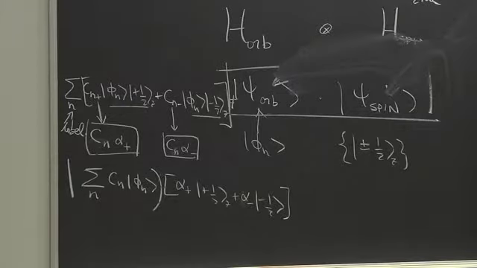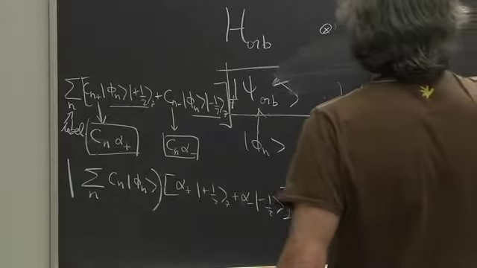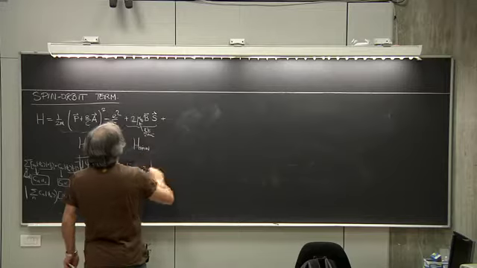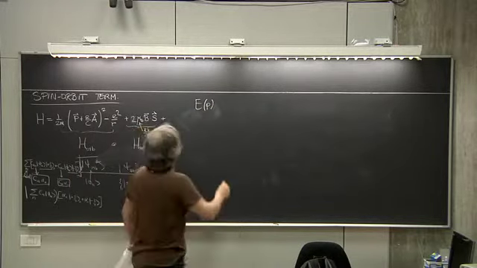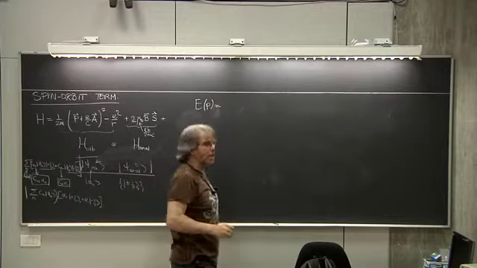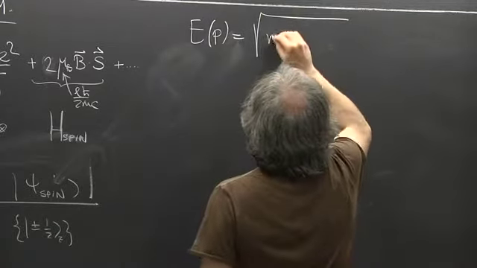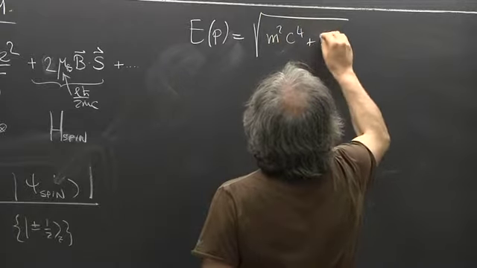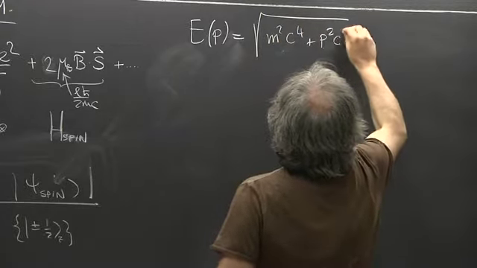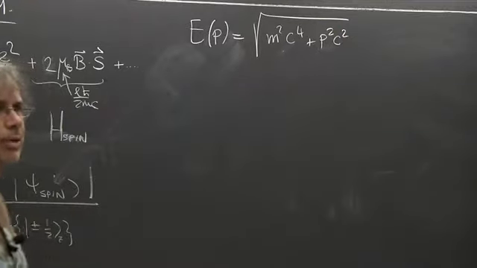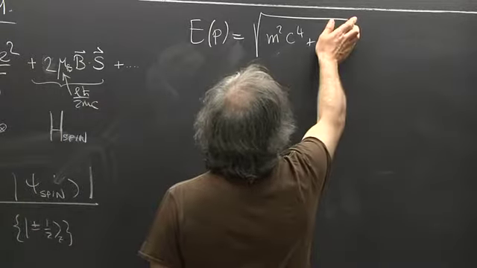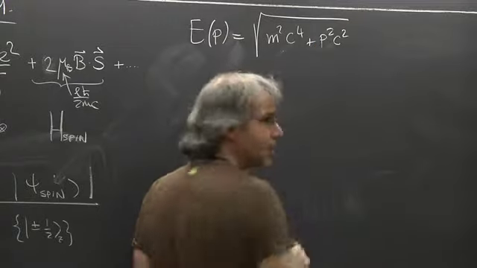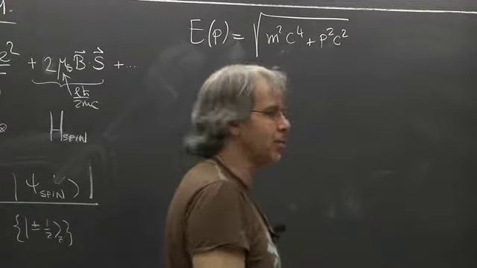If you have a relativistic particle, you know that the energy given a certain momentum p is not p squared over 2m. It's rather something like the square root of m squared c to the 4 plus p squared c squared. You remember this, right? This is a very famous Einstein relationship. Indeed, for momentum equal to 0, you get mc squared. This is the famous formula, E equal to mc squared.